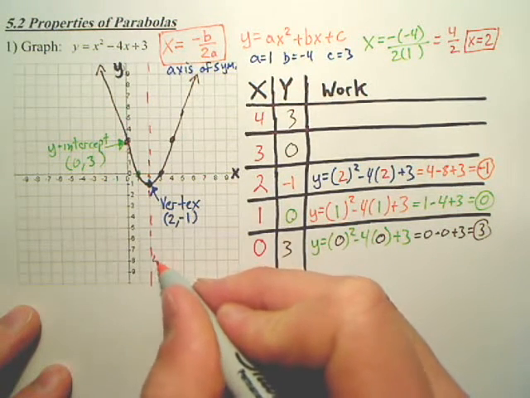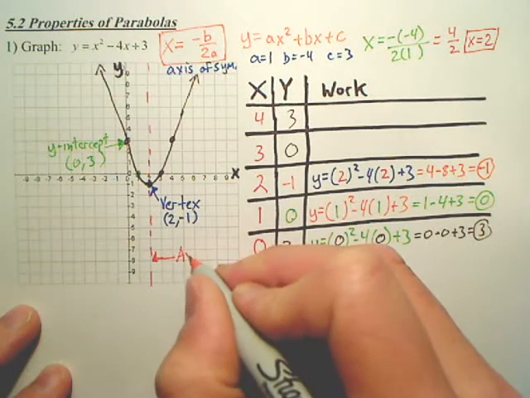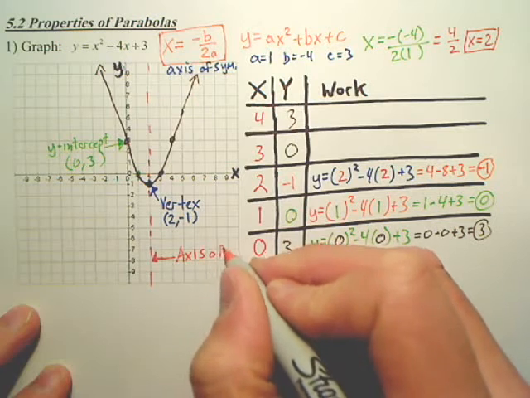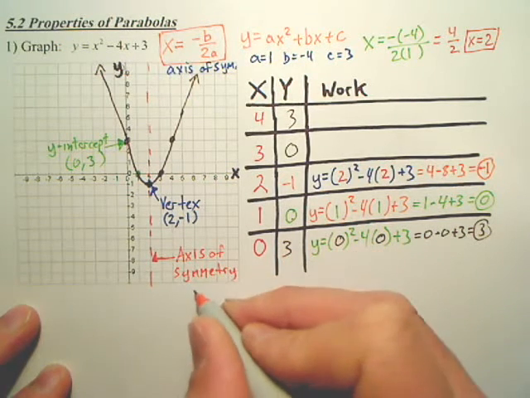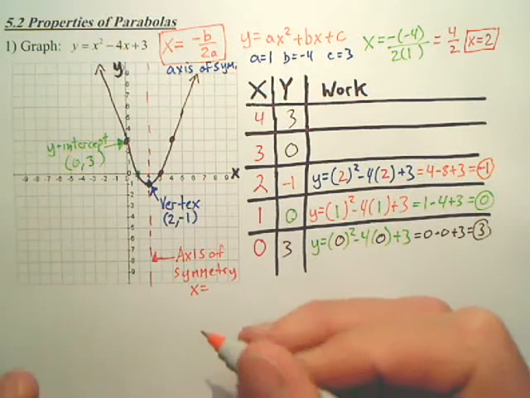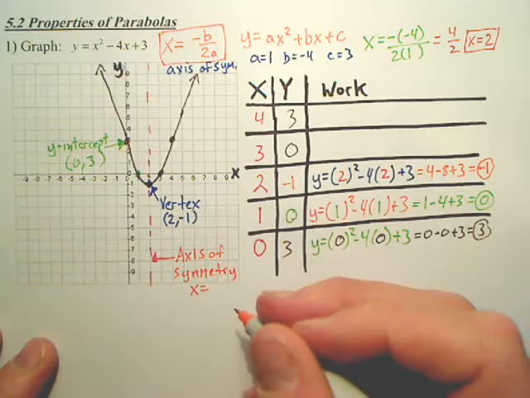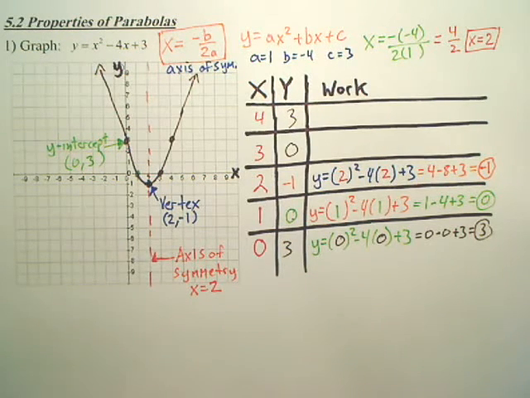What do we say this thing's called? Line, or you also call it the axis. I think your book used axis of symmetry. And the axis of symmetry is always x equals, because it's a vertical line. And in this situation, it's x equals what? 2. So there's a lot of things you need to label.